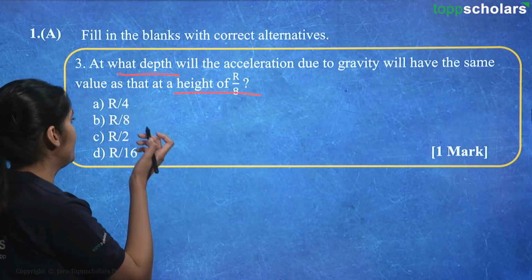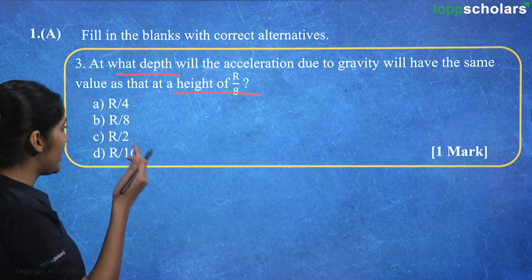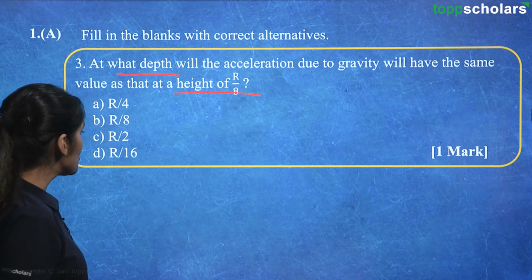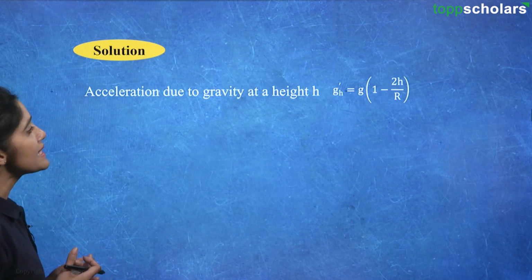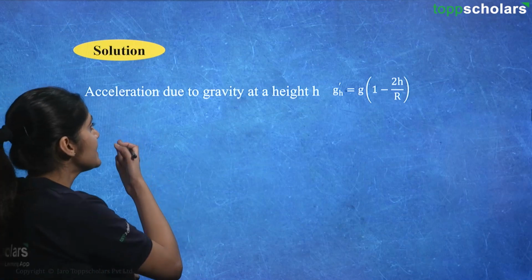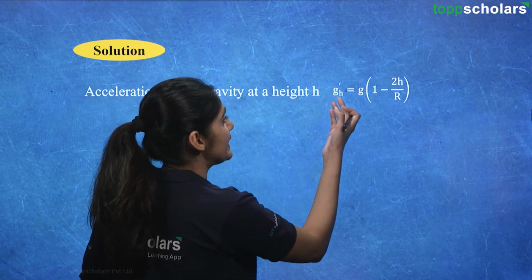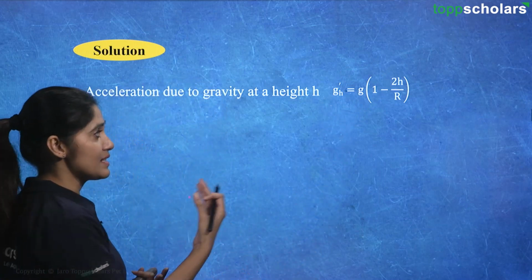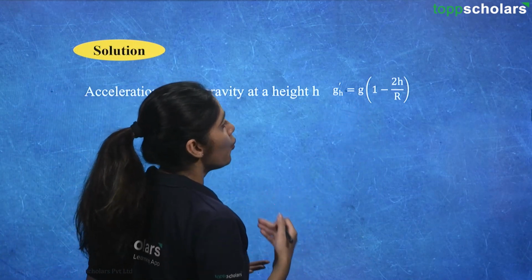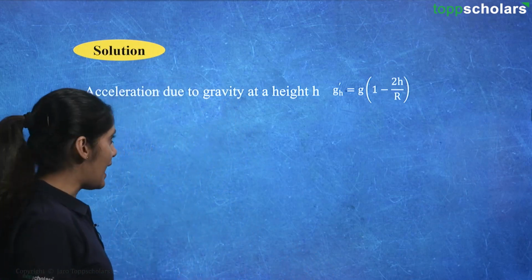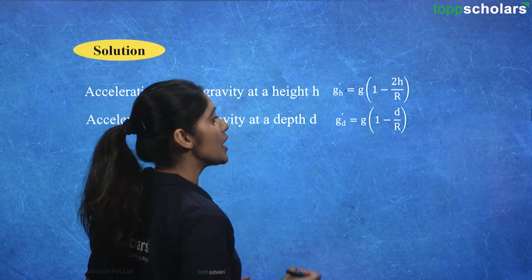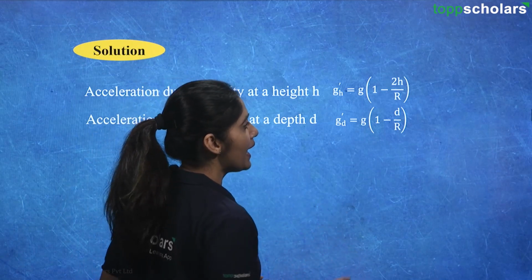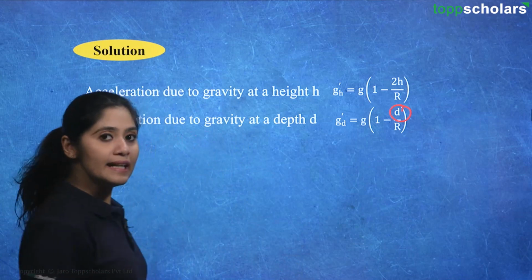Is it R by 4, A; B, R by 8; C, R by 2; or D, R by 16? So, let's see the solution for it. First, we will see what we are given. Acceleration due to gravity at a height h, g_h, we can write with the formula g(1 - 2h/R), and then acceleration due to gravity at depth g_d is equal to g(1 - d/R). What we have to find is d, right?